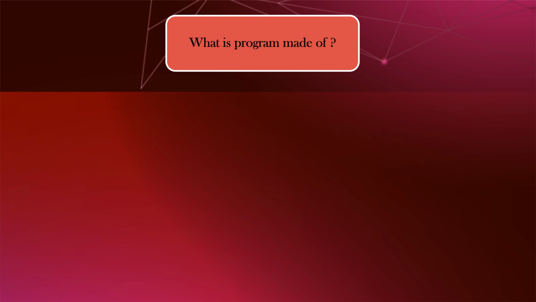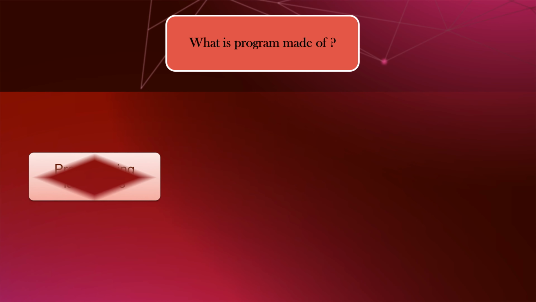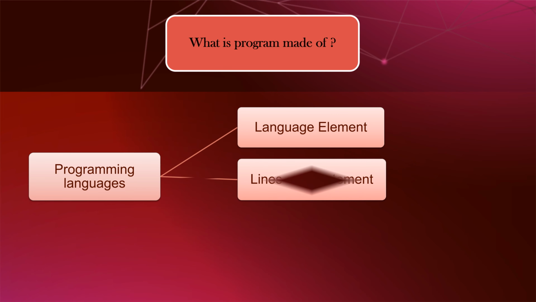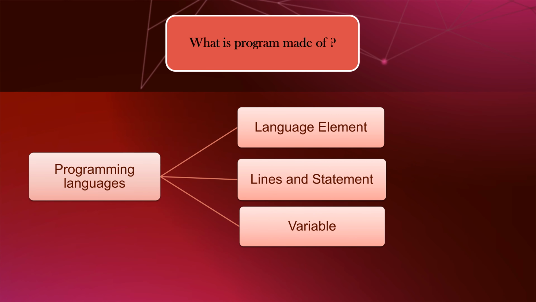So our next topic is, what is a program made of? There are certain elements that are common to all programming languages. These are language elements, lines and statements, and variables. So first is language elements.